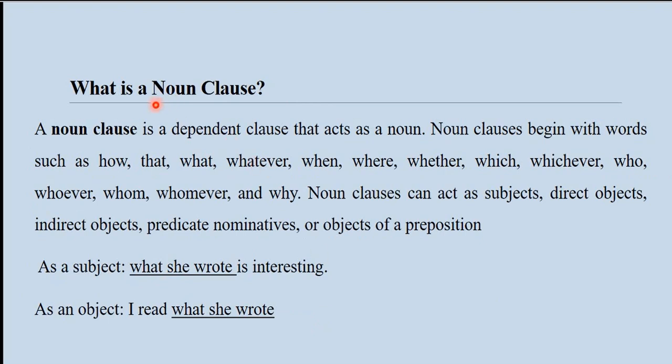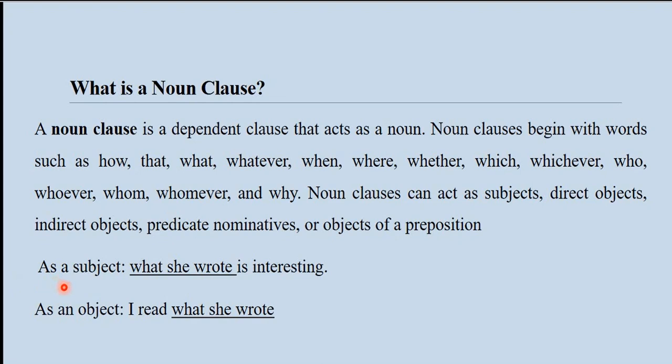So what is a noun clause then? A noun clause is a dependent clause type that acts as a noun. Just imagine a clause which functions as a noun in the main sentence. Noun clauses begin with words such as how, that, what, whatever, when, where, like WH question words. Noun clauses can act as subjects, direct objects, indirect objects, predicate nominatives, or objects of a preposition.